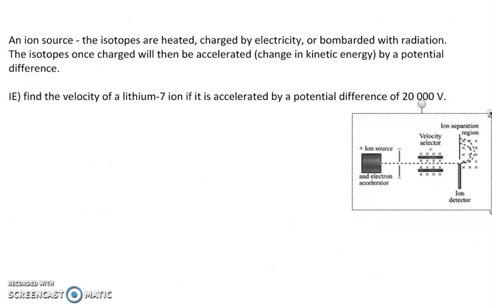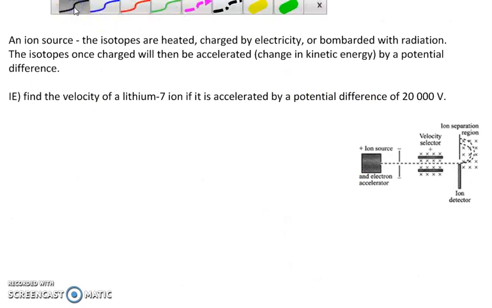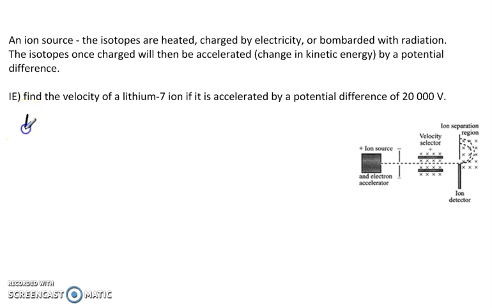So let's take a look at our first example. Find the velocity of a lithium-7 ion if it is accelerated by a potential difference of 20,000 volts. Now, lithium-7 is going to have 7 atomic mass units, so 7 times 1.67 times 10 to the negative 27, which gets us a mass of 1.169 times 10 to the negative 26 kilograms.